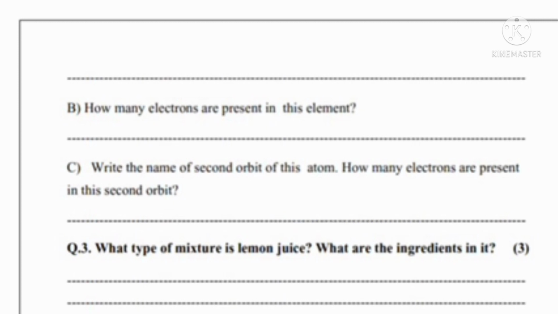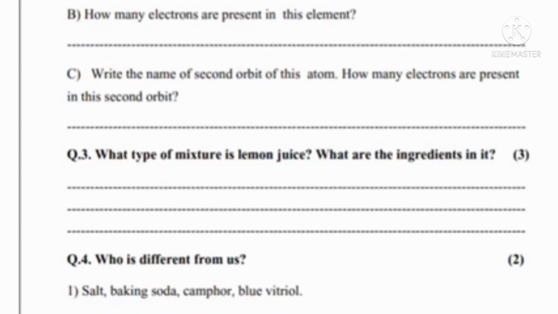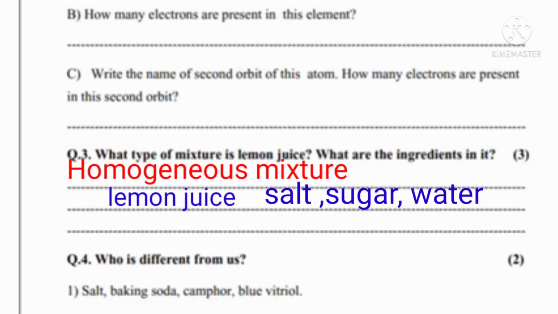Question number 3, what type of the mixture is lemon juice? What are ingredients in it? Lemon juice is a homogeneous mixture, and in lemon juice, salt, sugar and water, these are the main ingredients.